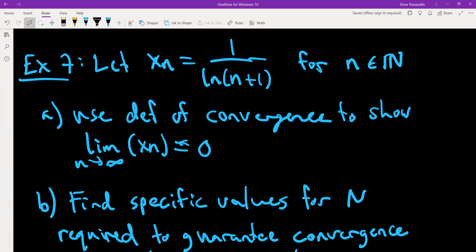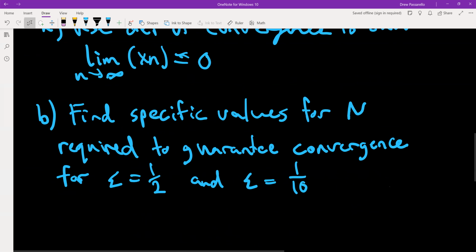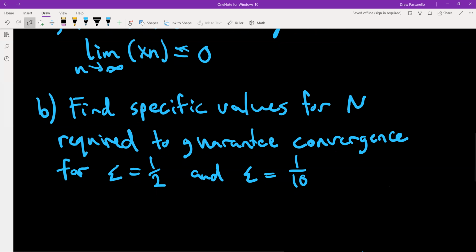So this is example 7 in those exercises, and you have a sequence that's equal to 1 over the natural log of n plus 1, for n a natural number. And again, we're going to use the definition of convergence to show that it converges to 0. And then part B is going to say use specific values for n that are required to guarantee the convergence, for which epsilon is 1/2, and then epsilon being 1 over 10.